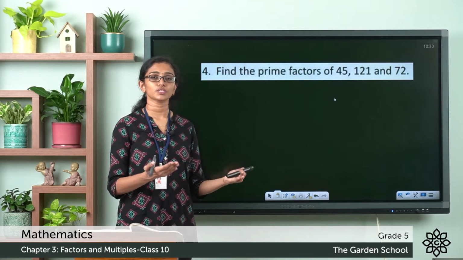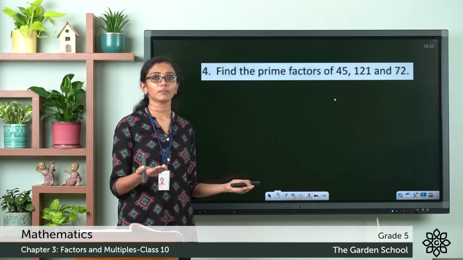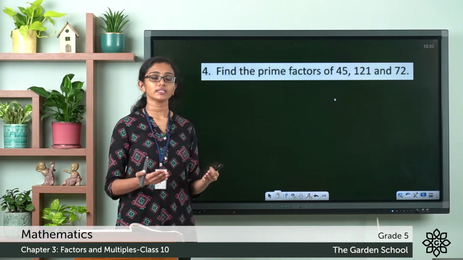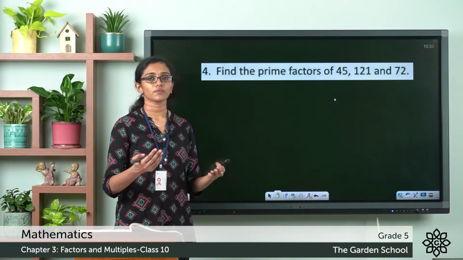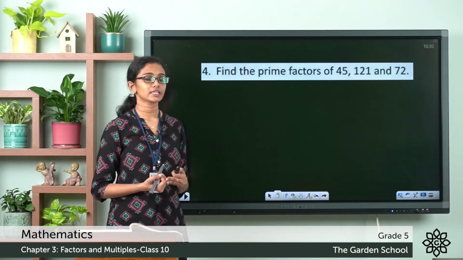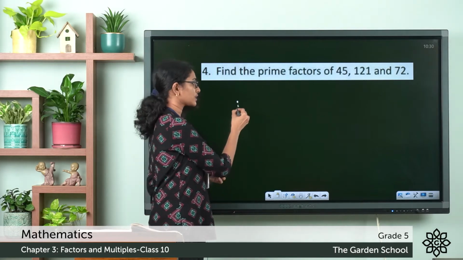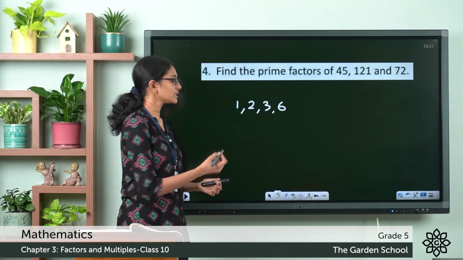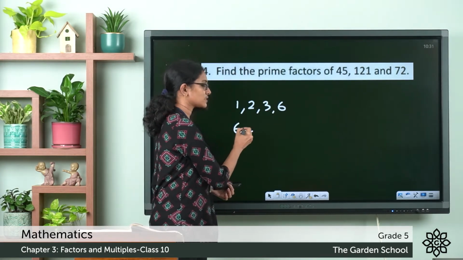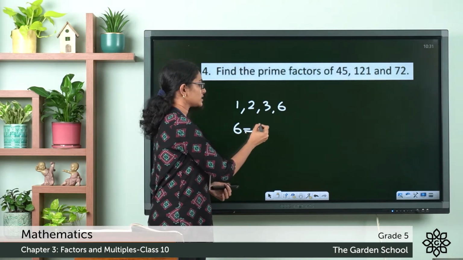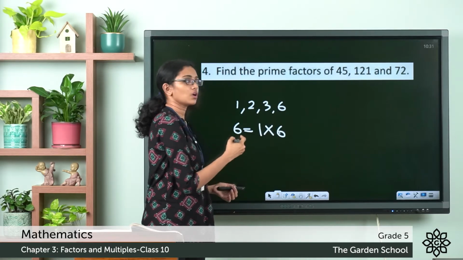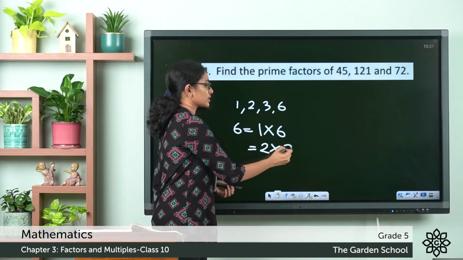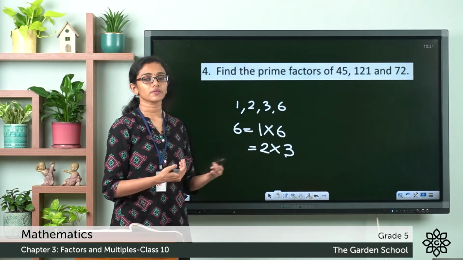Factors are the numbers which can divide the given number completely or exactly without any remainder. And you can write any number as a product of its factors. For example, if you are considering the number 6, it has got the factors 1, 2, 3 and 6. So you can represent the number 6 as the product of its factors. You can write 6 as the product of 1 and 6, and you can also write 6 as the product of 2 and 3. So you can write any number as the product of its factors.